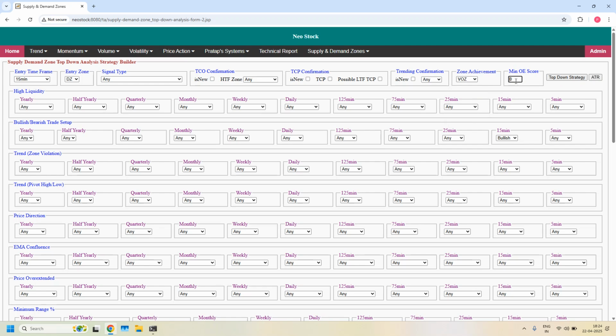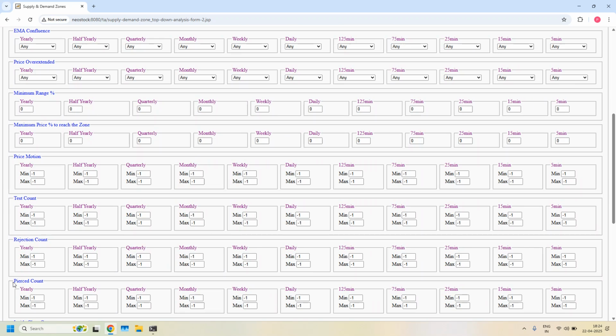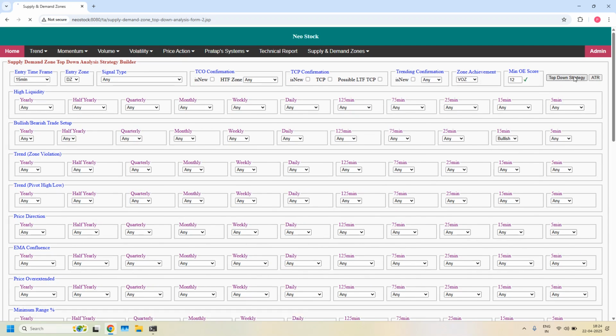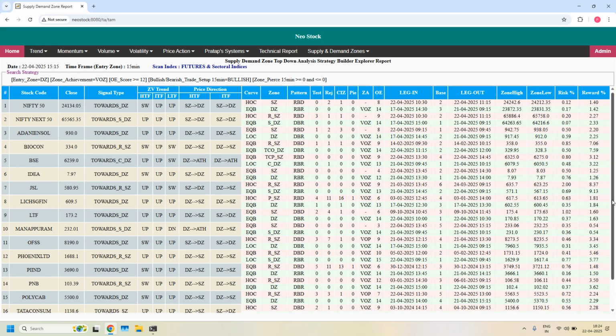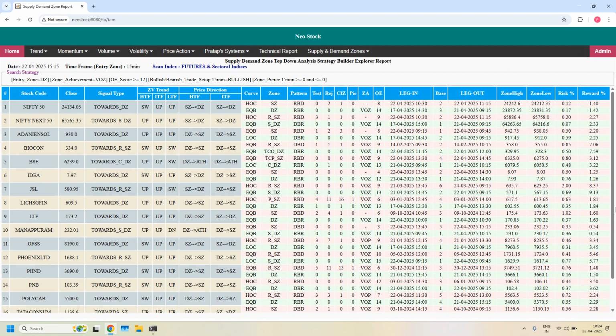Minimum order enhancer score is 12. And this 15 minutes demand zone should not be pierced. So in the pierced count, at 15 minutes time frame, minimum value 0, maximum value 0. With these filters, we got 18 stocks. First 15 stocks in the list are supporting bullish trade setup for daily income trade.